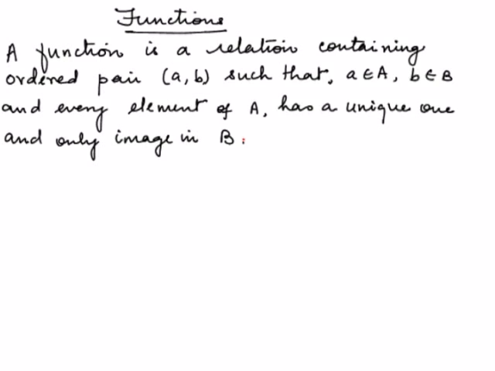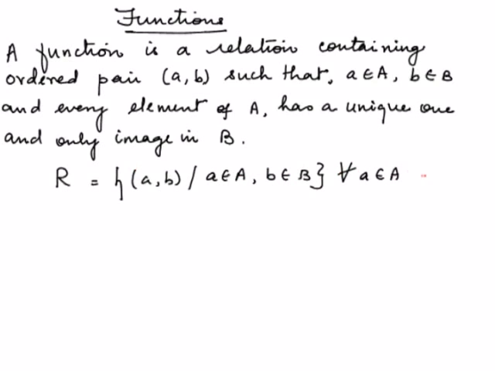Thus, a function is a relation containing the ordered pair (a, b) such that a belongs to A and b belongs to B, and every element of A has a unique, one and only image in B. That is, R is equal to the set of all ordered pairs (a, b) such that a belongs to A and b belongs to B, where every a belonging to capital A will have a unique b belonging to B.